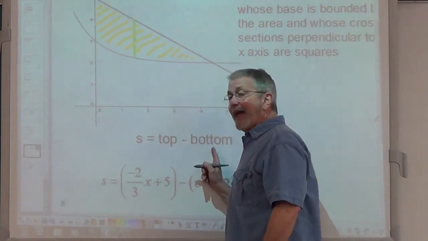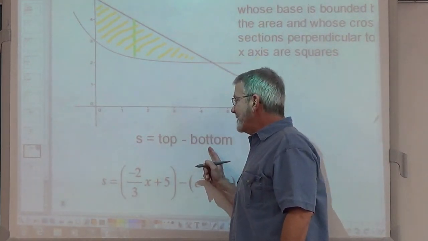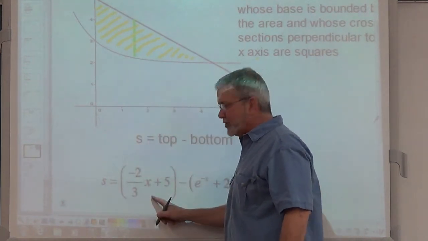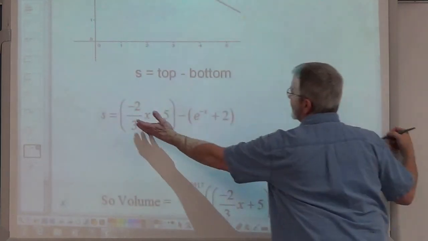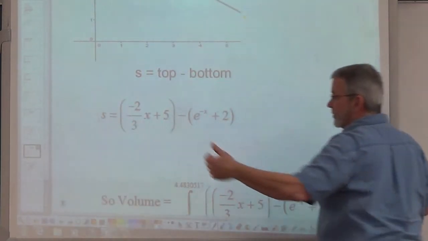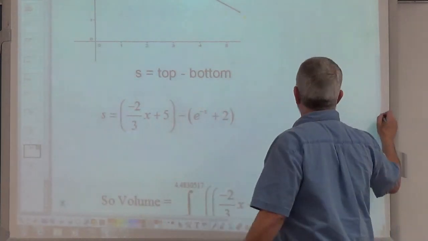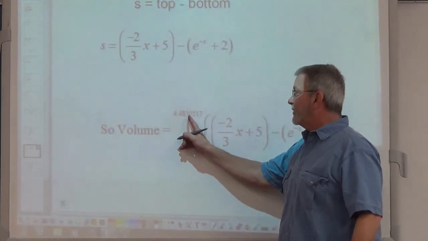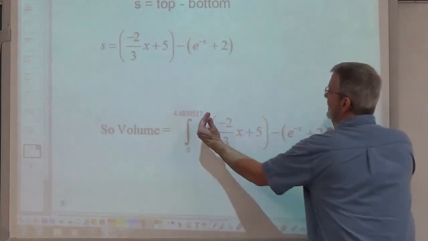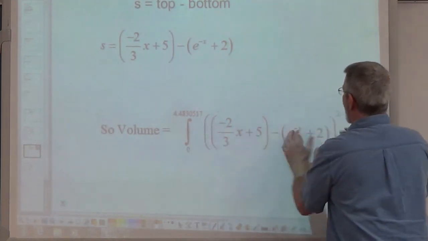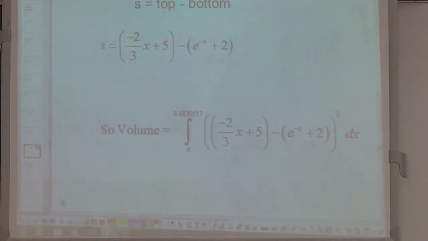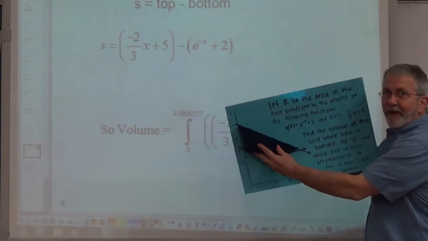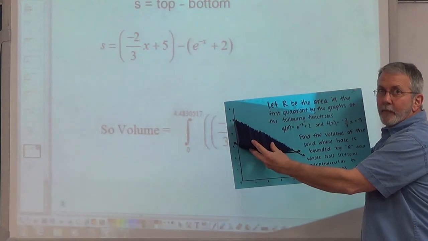S is the top minus the dadgum bottom. What's the top? The top is that linear function. The bottom is that exponential. Top minus dadgum bottom. That's s. So what's the volume? The volume is simply the integral from 0 to 4.4830517 of s squared, where s is top minus bottom. So that's the volume of this guy. Who'd have thought that we could find the volume of that? Well, obviously Newton did.